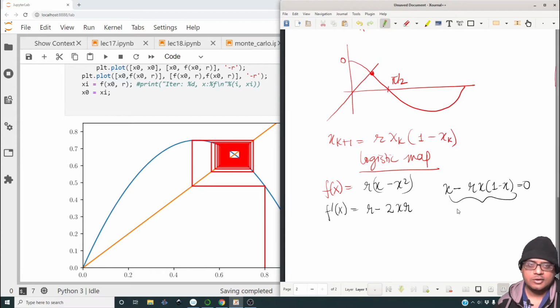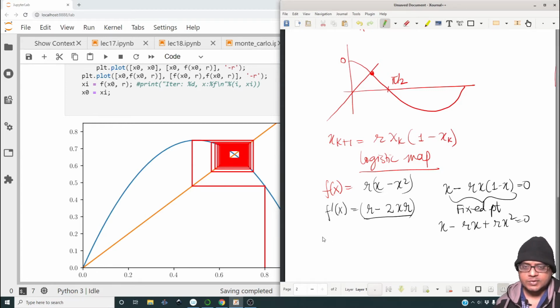So the solution of this would give you the fixed point, and this is the slope at the fixed point. So we have to substitute the slope over here. So let us expand this. So this is x minus rx plus rx square equal to 0. So we can write it as x square minus x plus x upon r is equal to 0.